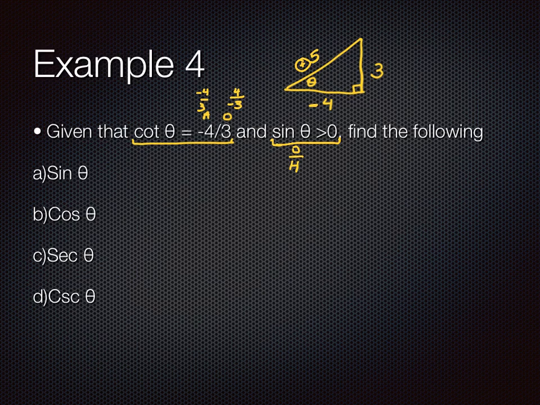Now you've got a complete triangle. So the sine would be 3/5. The cosine would be negative 4/5. The secant is the reciprocal of cosine, so negative 5/4. And the cosecant is the reciprocal of sine, so 5/3. So the triple on the triangle gets you half of it, but the signs are obviously important, the positive and negative signs.